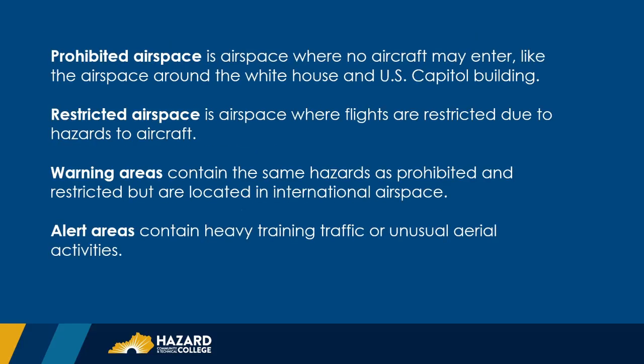Prohibited airspace is airspace where no aircraft may enter, like the airspace around the White House and U.S. Capitol building. Restricted airspace is airspace where flights are restricted due to hazards to aircraft. Warning areas contain the same hazards as prohibited and restricted, but are located in international airspace. Alert areas contain heavy training traffic or unusual aerial activities.